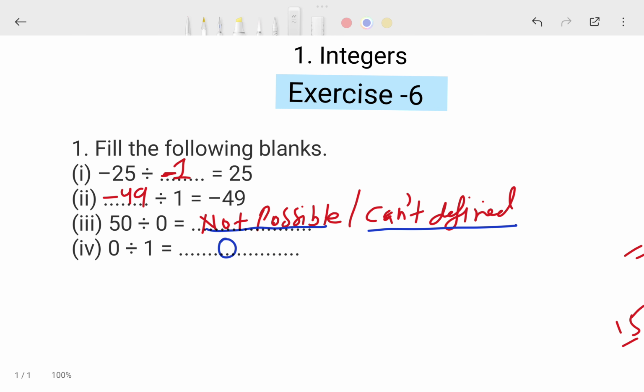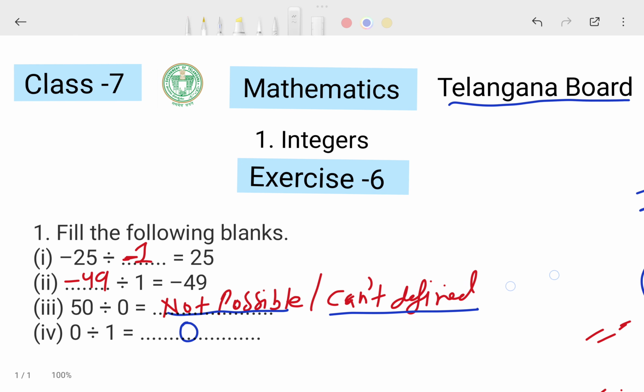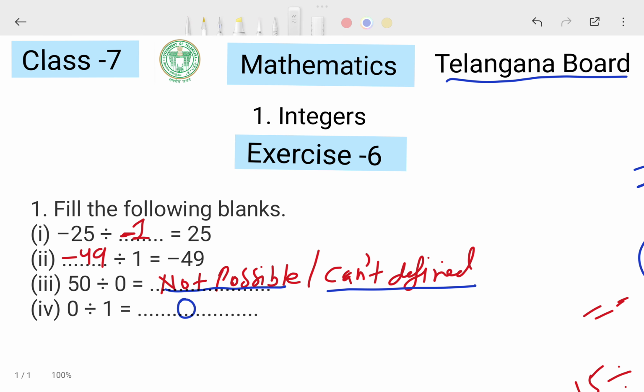This is a very easy and short exercise, and I hope it is clear, and whatever doubt is there, everything is clear. So next the exercise is 7, which is our last exercise. Okay, so I hope this video is clear to you.